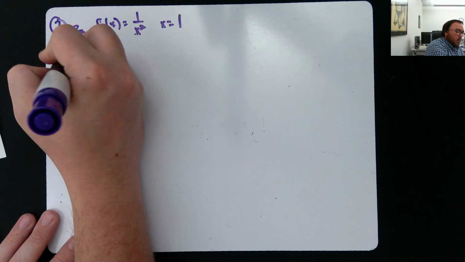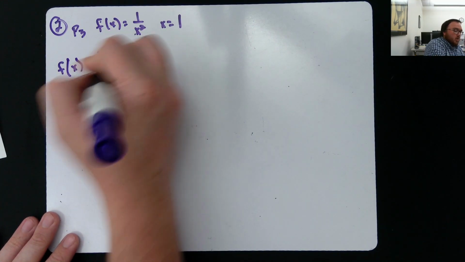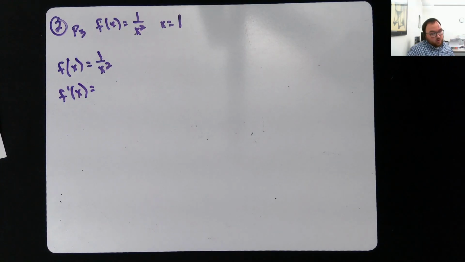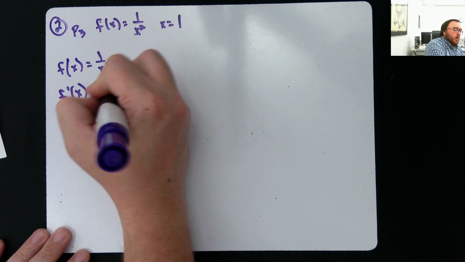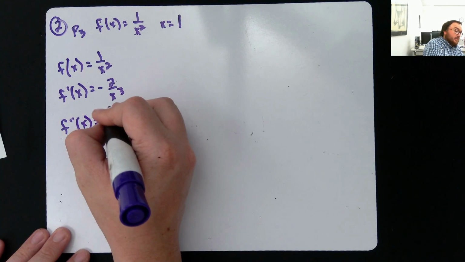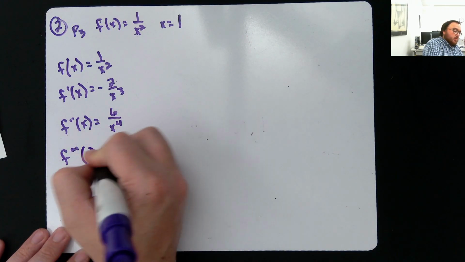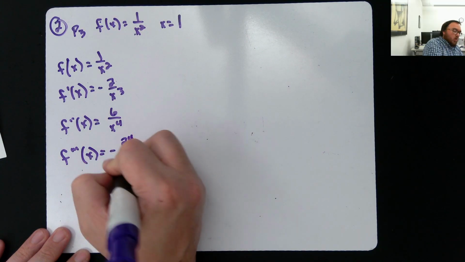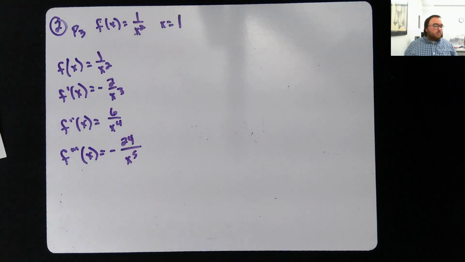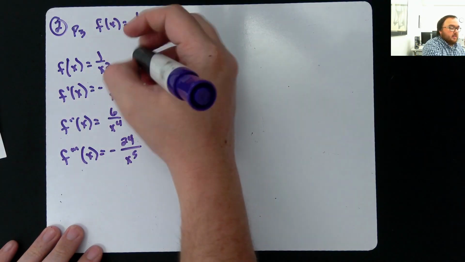So start with f of x, of course, is 1 over x squared. The first derivative, again, I'm going to assume you know how to take the derivative of this stuff, negative 2 over x cubed. The second derivative is going to be 6 over x to the fourth, and the third derivative is going to be negative 24 over x to the fifth. Make sure you know how to take those derivatives. So again, it's at x equal to 1, so plug in a 1 to all of these.